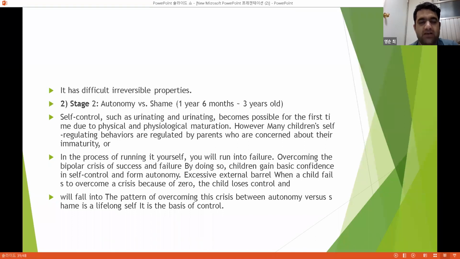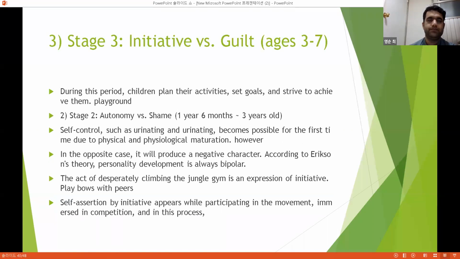With excessive external barriers, when a child fails to overcome the crisis, the child loses control and will fall into a pattern of overcoming the crisis between autonomy versus shame. That is lifelong, and it is the basis of self-control.